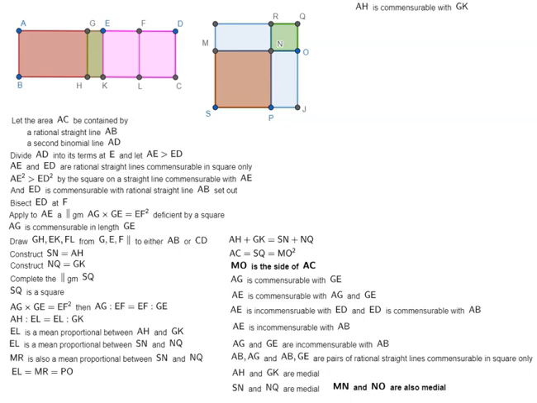AH is commensurable with GK because AG is commensurable with GE, which means SN is commensurable with NQ. SN is the square on MN and NQ is the square on NO. So because SN is commensurable with NQ, we can say MN square is commensurable with NO square.